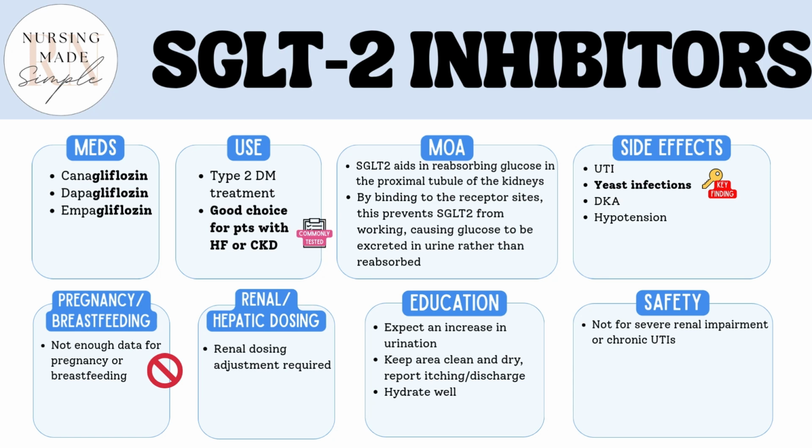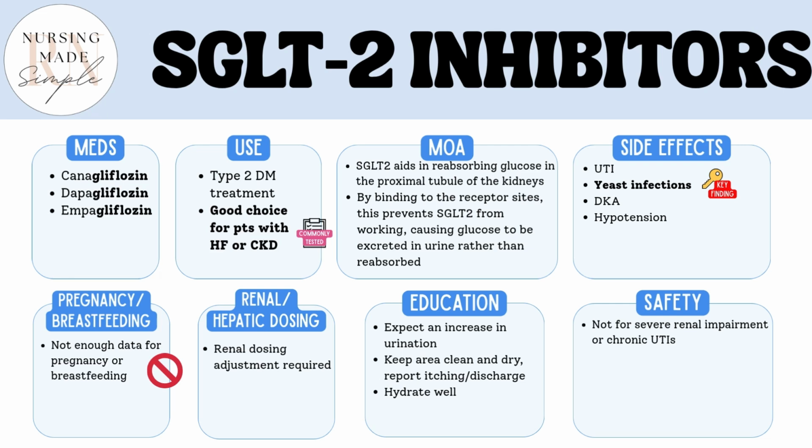So SGLT2 aids in reabsorbing glucose in the proximal tubule of the kidneys. So by binding to the receptor sites, this prevents SGLT2 from working, causing glucose to be excreted in the urine rather than absorbed. One of the most common side effects, you're definitely going to have to remember this, is yeast infections and then also UTI.